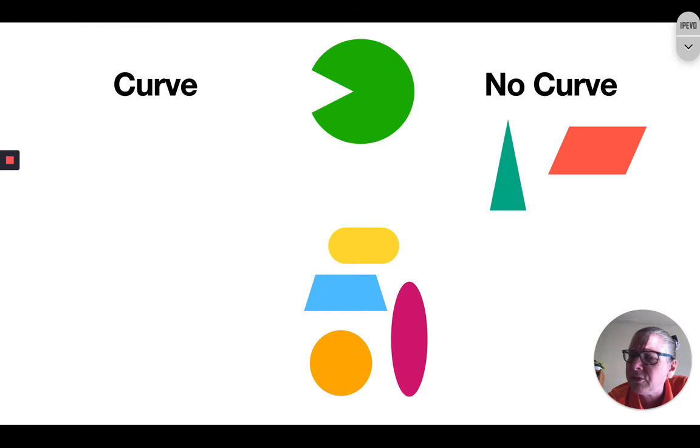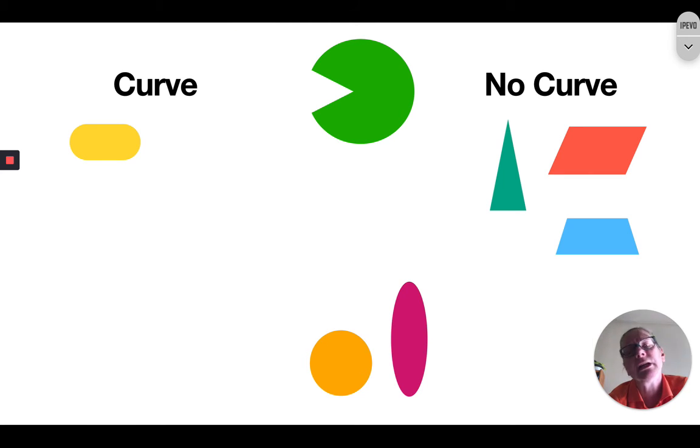What about that yellow piece? Are there any curves on there? Yeah, it seems to be almost all curves, doesn't it? Let's put it with curves. Now we have to go to this blue piece. Does this blue piece here have any curves? No.